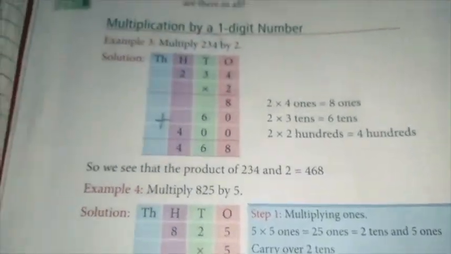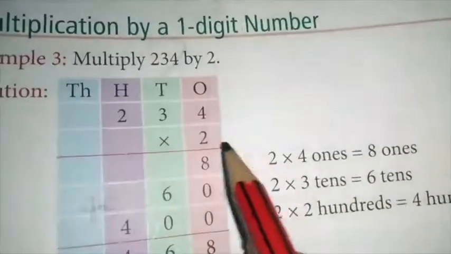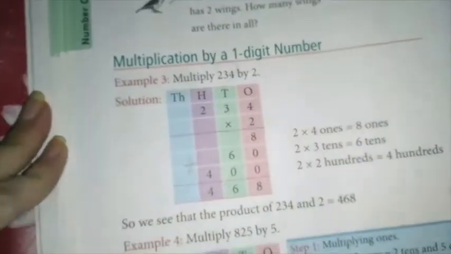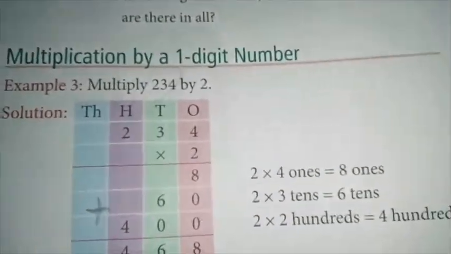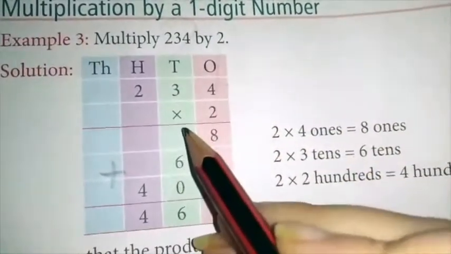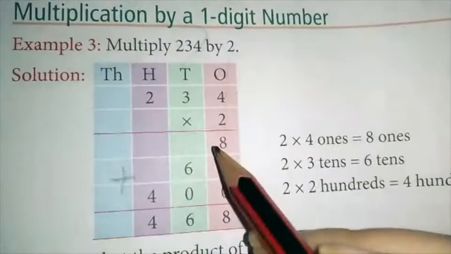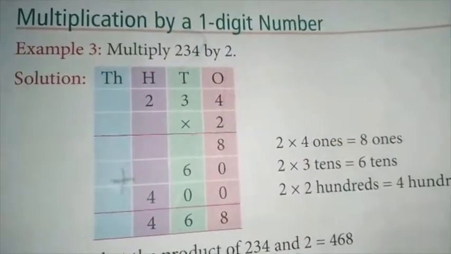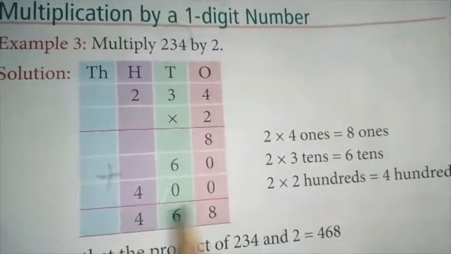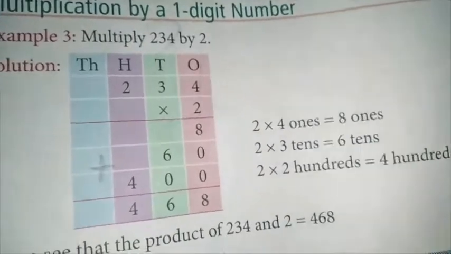Here you could have done this in one step also. Simply you could have written 4 into 2, 3 into 2 is 6, 2 into 2 is 4. So simply you could have got 468, but because I'm making you understand, you can do it in this method also. Now you see a few examples here.